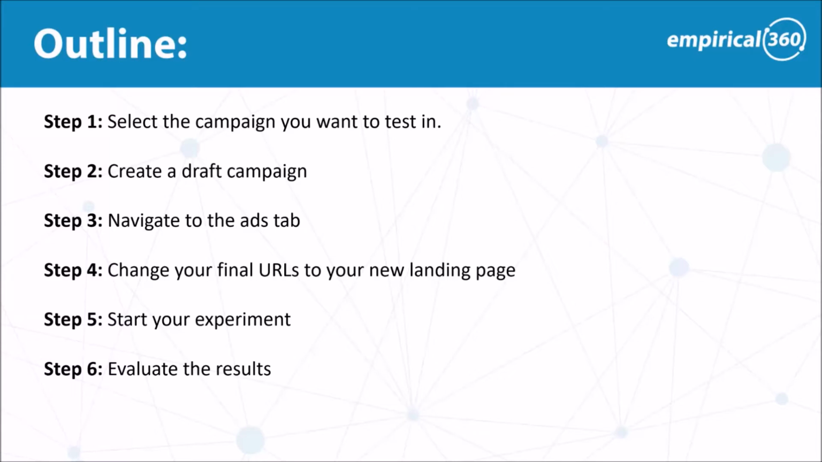We'll then start our experiment, and you can choose the start time and end time of the experiment and the traffic allocation. And then we're going to evaluate the results, and I will show you a real account that we ran an experiment in, and I'll show you the results of that A/B test.